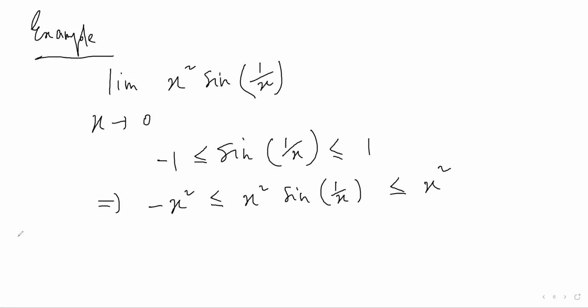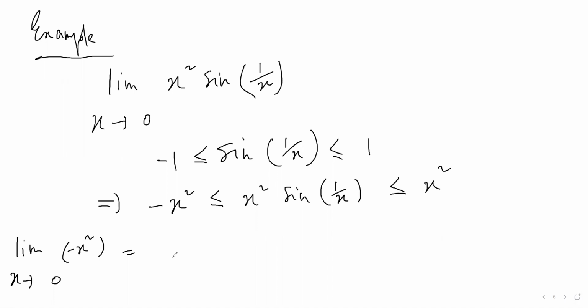So what we want to know now is, what is the limit of the function to the left? The function to the left is minus x squared. So what's the limit of minus x squared as x approaches 0? Okay, let me erase this. What is the limit of the function to the left, which is minus x squared, as x approaches 0?